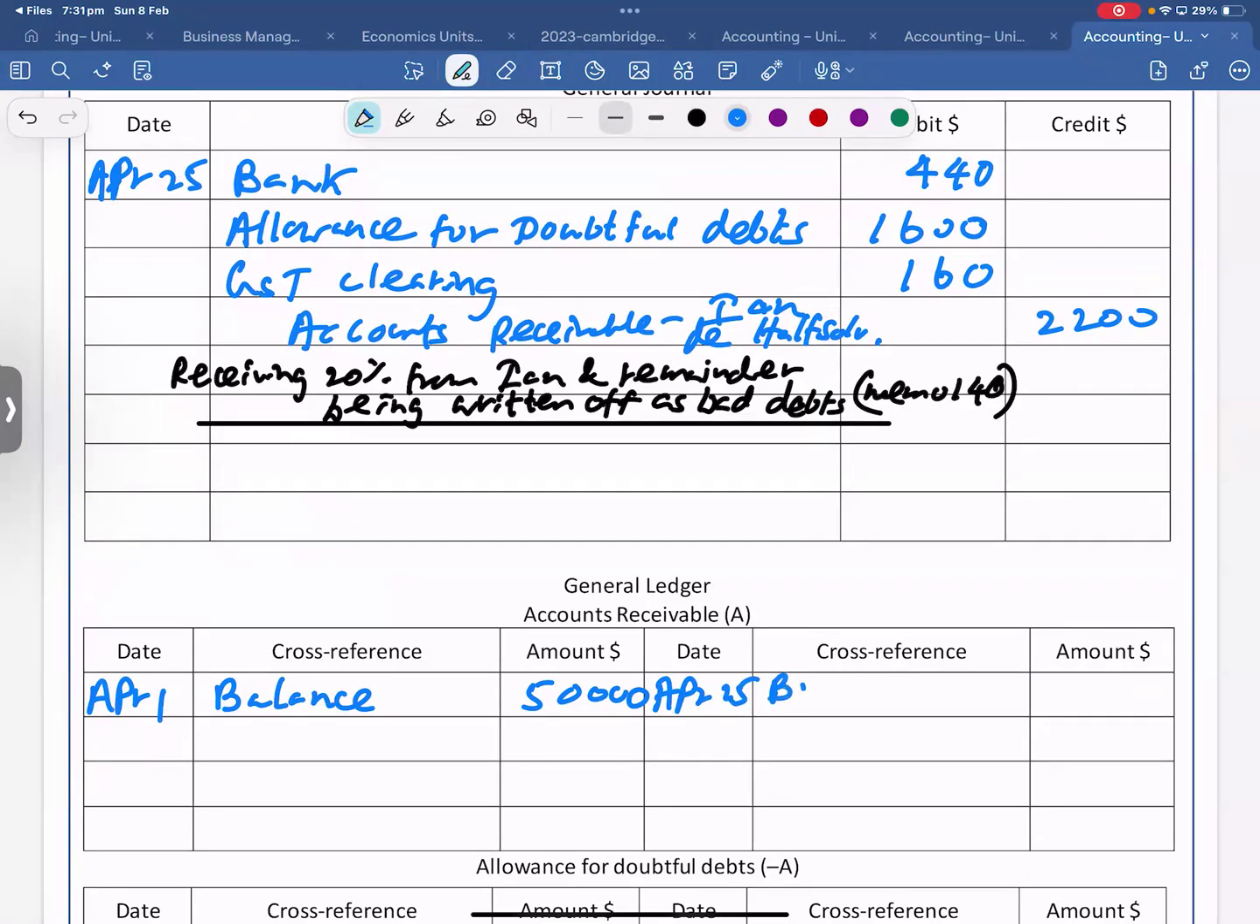Bank, slash, allowance for doubtful debt, slash GST, 3, 2200. The remainder I think should be fine, yes, for the accounts receivable.